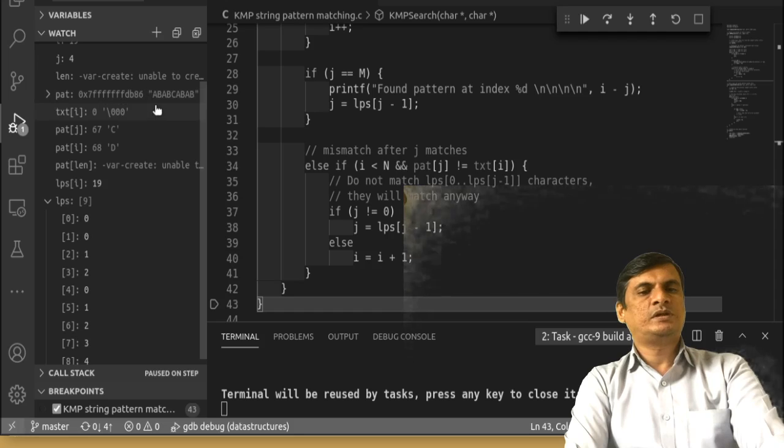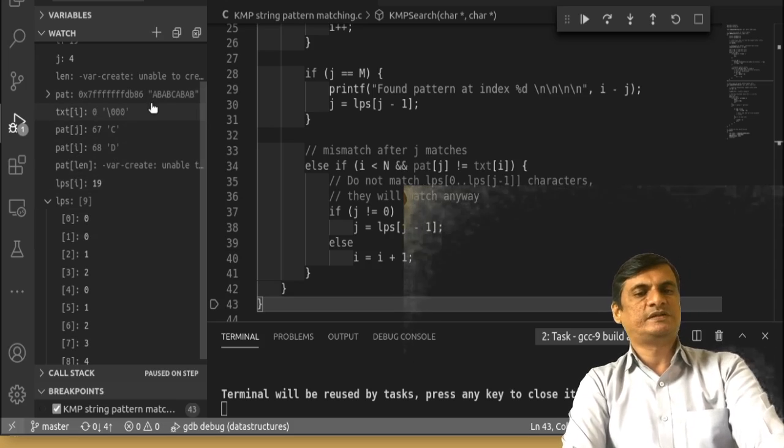As I told, the very first position is 0 because the first character is matched with itself, so the same A is both prefix and suffix. When you move to the second position, B, there is no common prefix and suffix, so LPS of 1 will be 0. When you move to the third position, A B A, you have a common prefix and suffix: the prefix is A and the suffix is A, so the common length is 1.